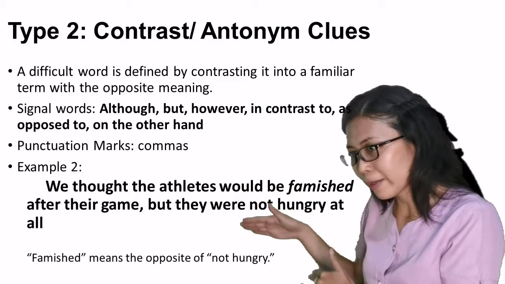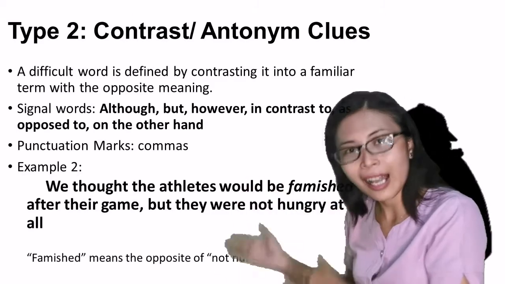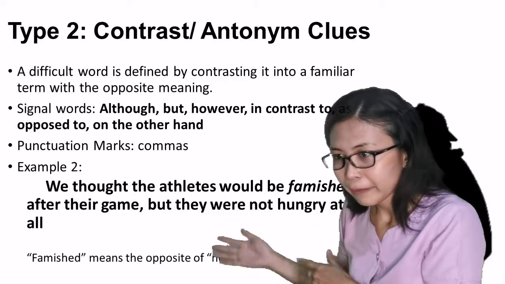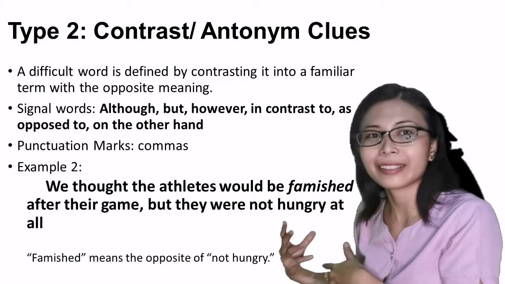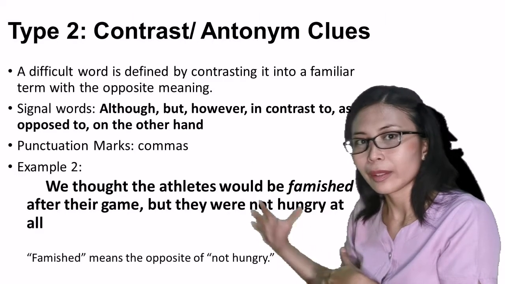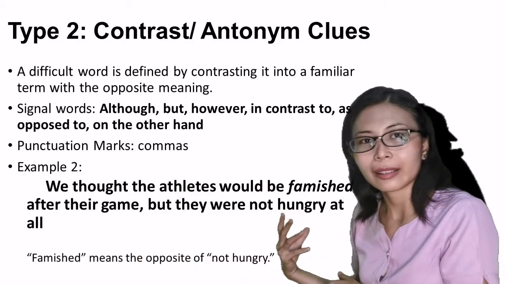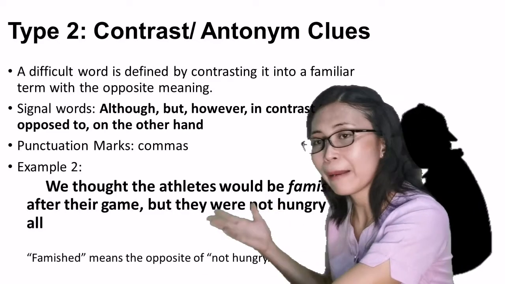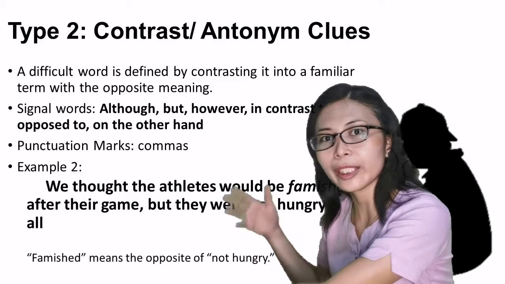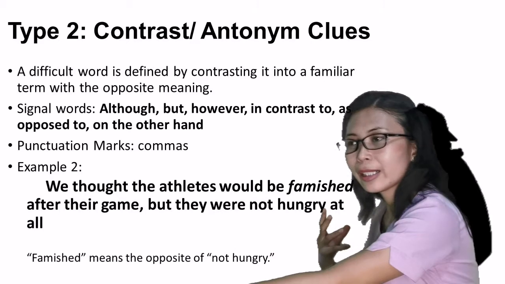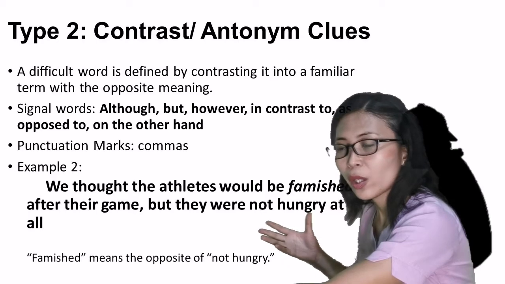However, on the last part of the sentence, but they were not hungry at all. Not hungry at all. So meaning, famished is the opposite of the phrase not hungry. We are stating the opposite for famished, which is not hungry. Meaning, famished is the case of being hungry. And we knew that through stating it in the opposite manner, which is not hungry.